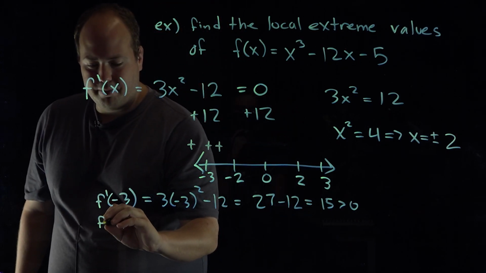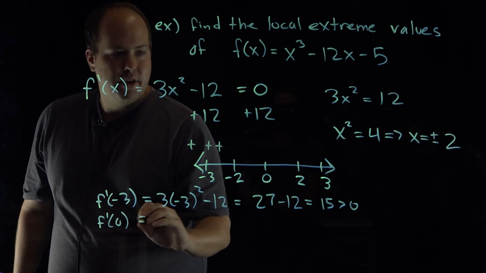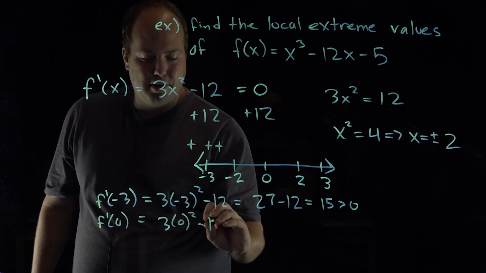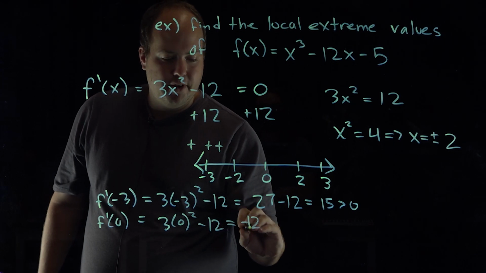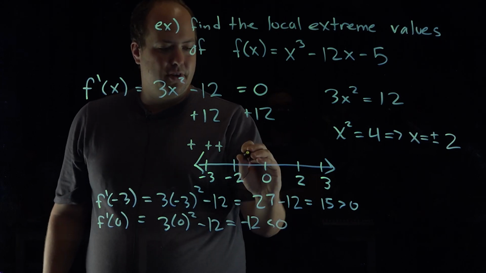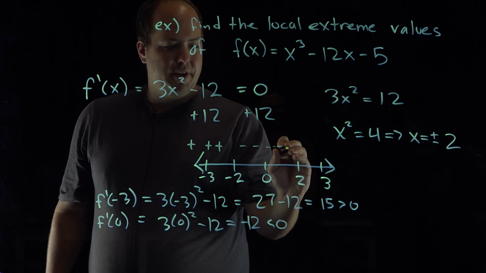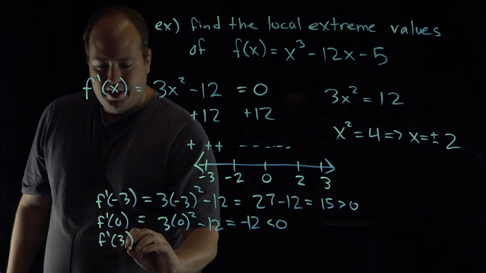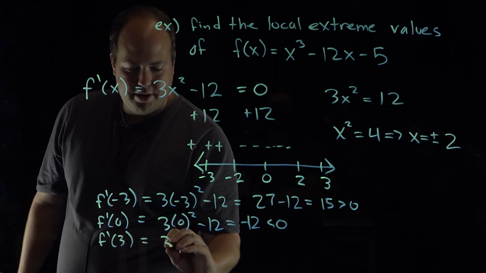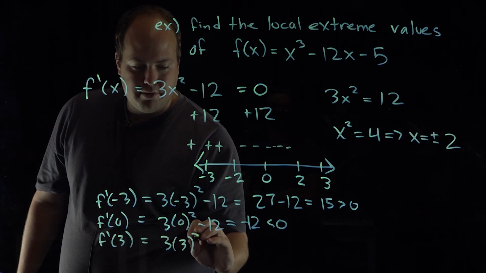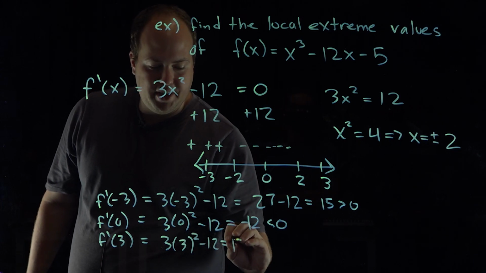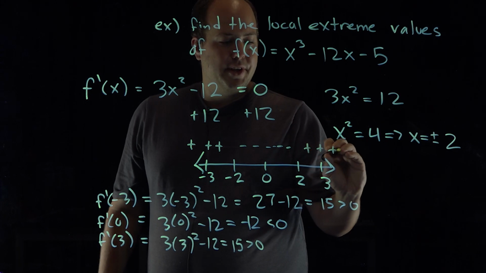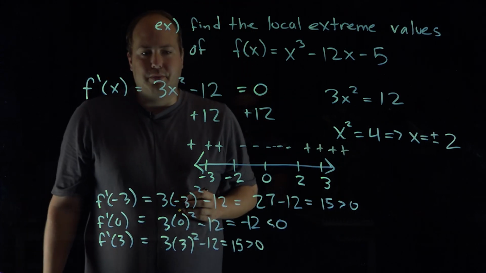We'll go ahead and get f prime of 0, and we will find that this is 3 times 0 squared minus 12, which is just -12, which is less than 0, showing that our function will decrease in between -2 and 2. And we will get f prime of 3, similar to f prime of -3, to be 3 times 3 squared minus 12, which is 15. Again, greater than 0, telling us our function will increase to the right of x equals 2.